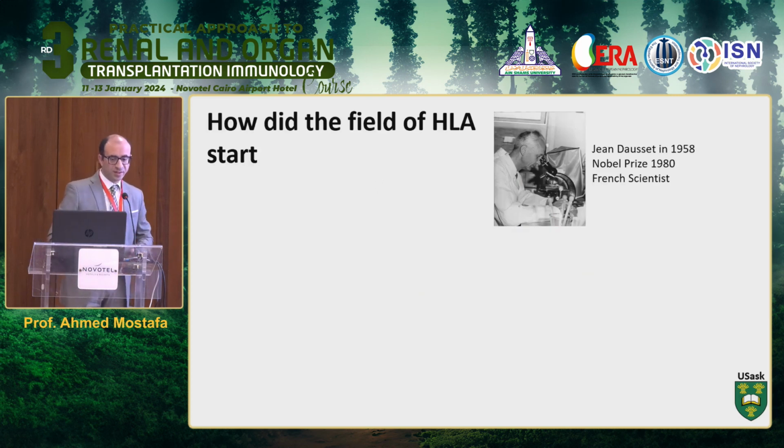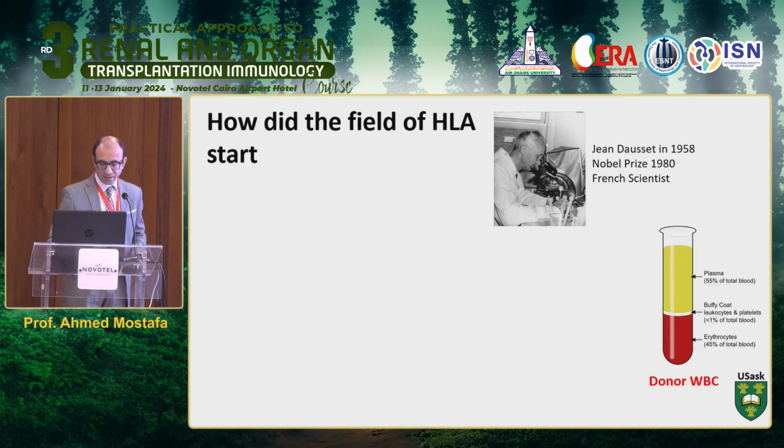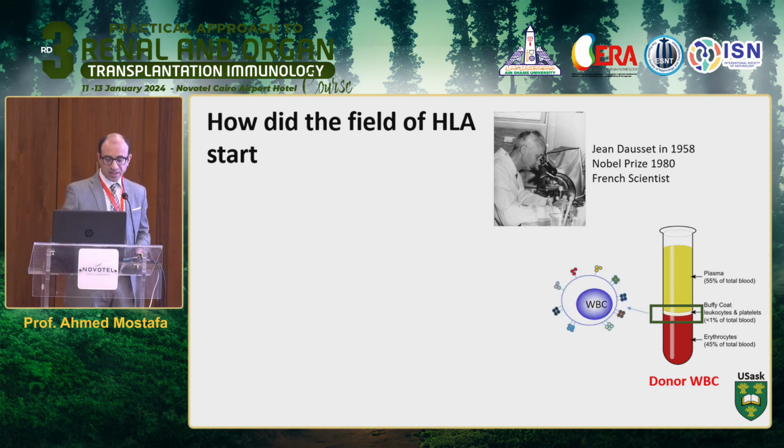However, the field of human HLA was started by another Nobel Prize winner, Jean Dausset, who was bored one time in his lab. So he asked the nurse to bring him some blood, and he wanted to play some games in his lab. He isolated the white blood cells, and at that time, they didn't know that white blood cells actually express HLA.